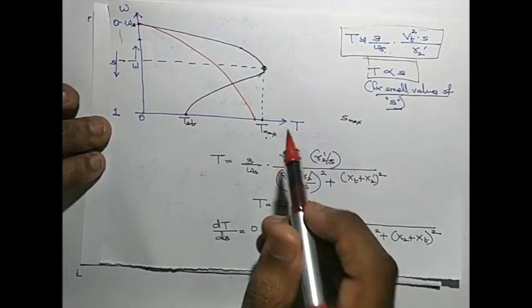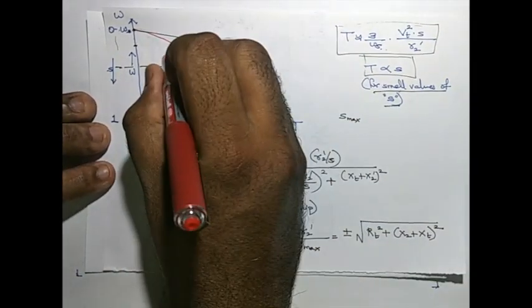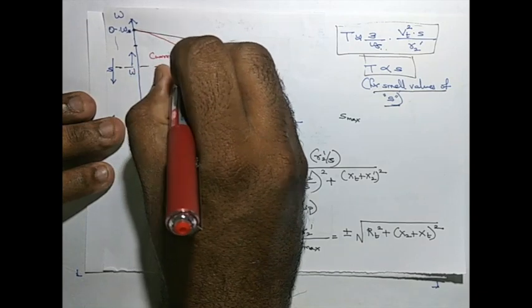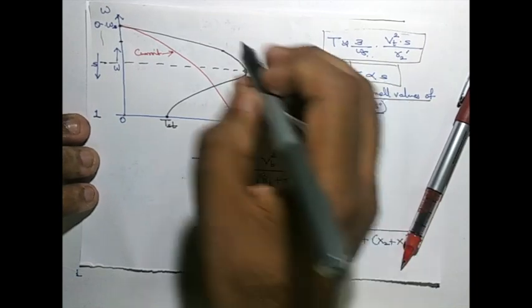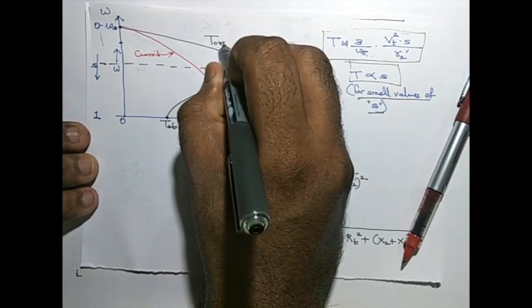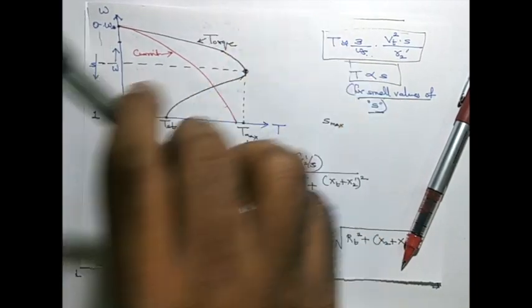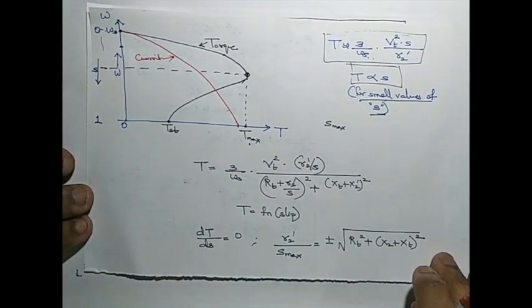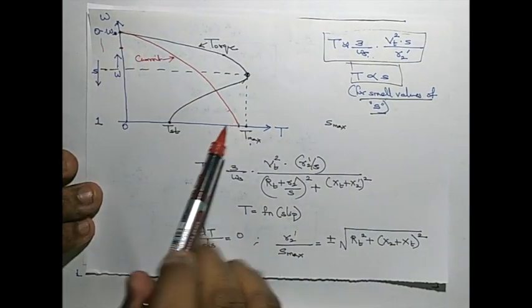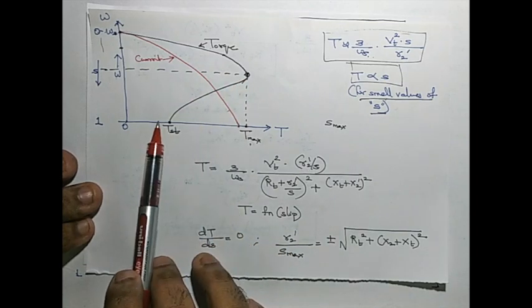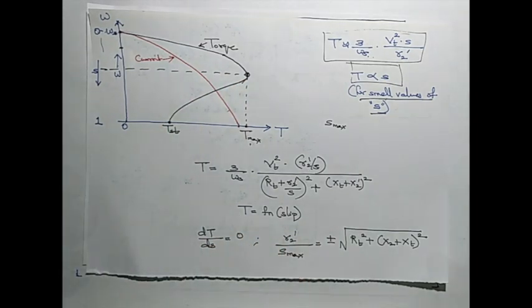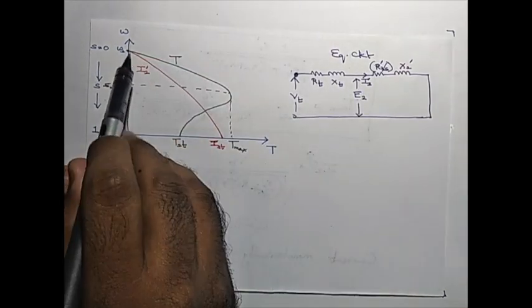Current continuously increases. So this is current and this is torque. Hope this is clear. Current monotonically increases; torque increases, reaches its maximum value, then decreases. Now we have seen this much portion.